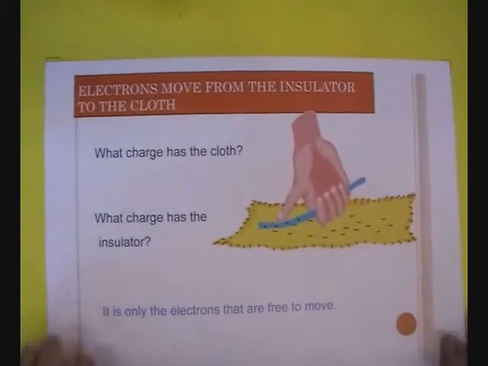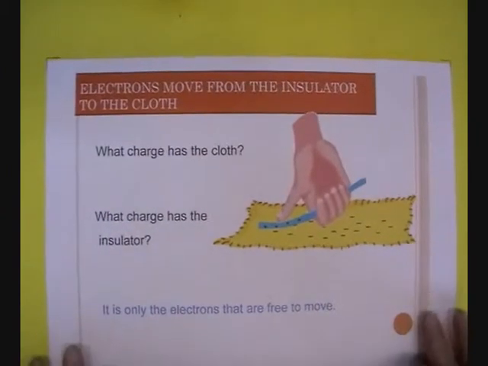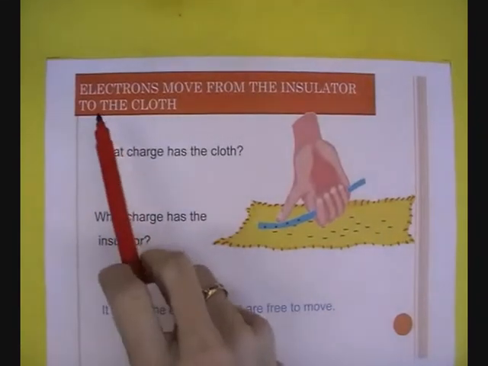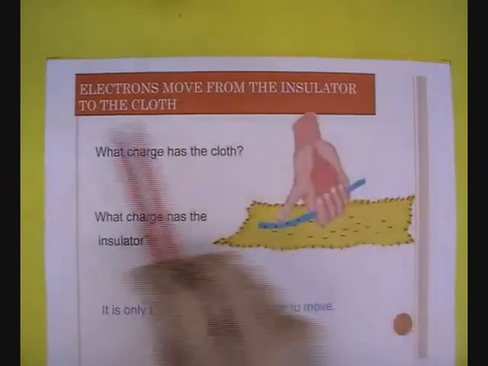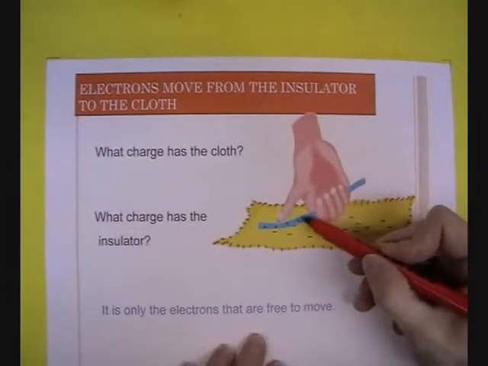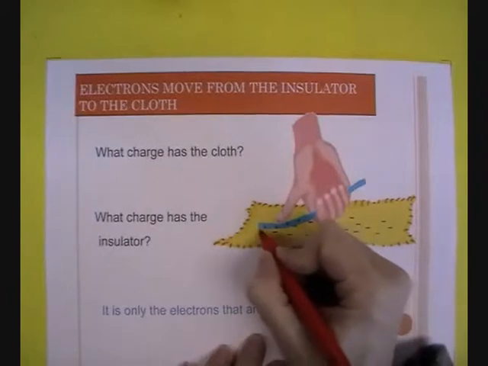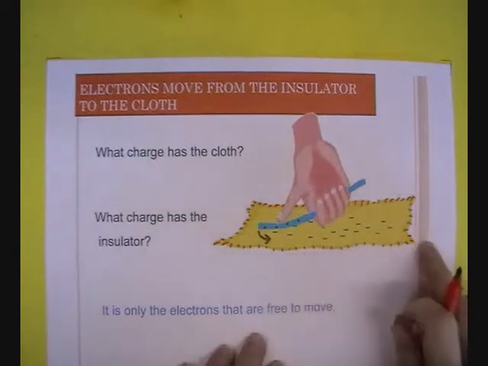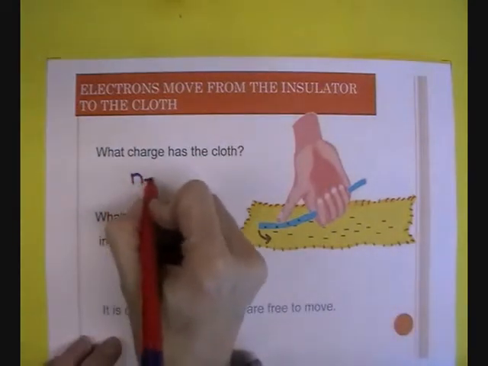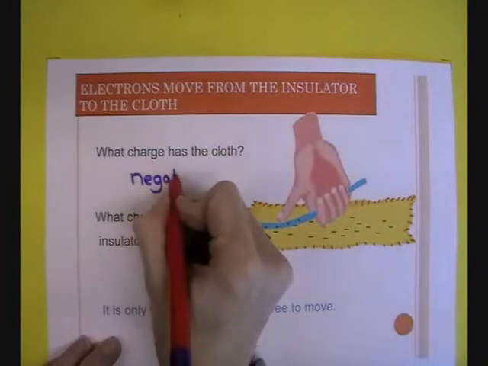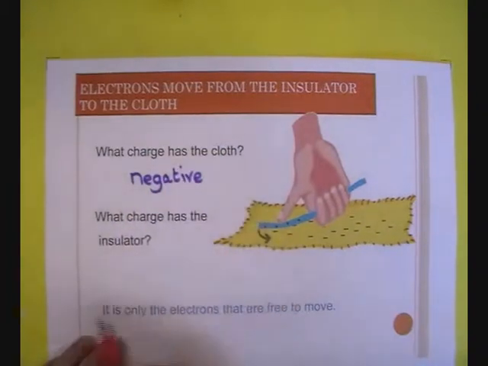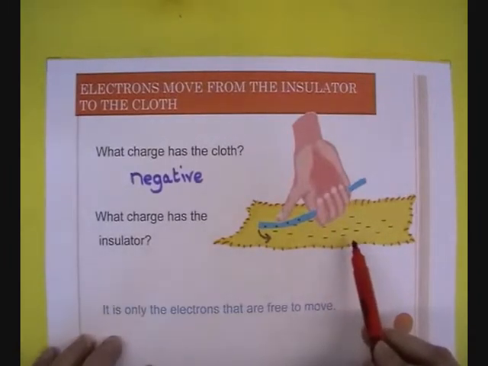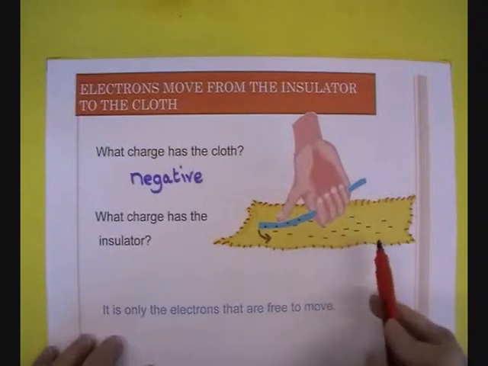If, however, you rub the cloth, or rub the strip, then one of two things may happen. This first slide is suggesting that electrons move from the insulator to the cloth. If we've got negative electrons moving onto the cloth, that means the cloth ends up with an overall negative charge. It still has all the positive and negative charges it had before, but it now has extra negative charges, and so overall it's negatively charged.